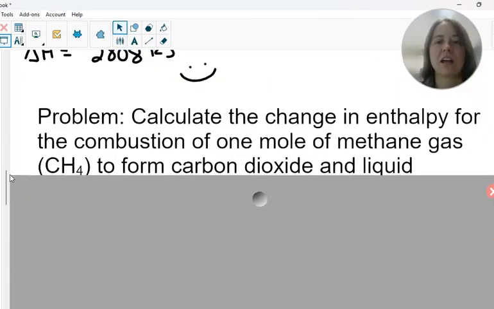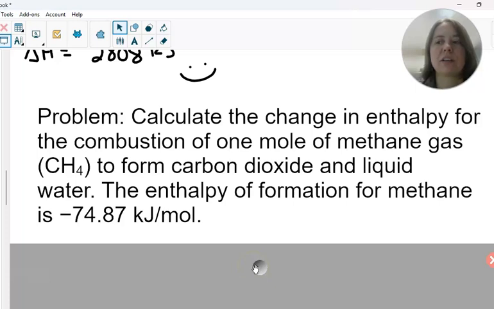All right, let's look at our next problem. Please write this down. Calculate the change in enthalpy for the combustion of 1 mole of methane gas to form carbon dioxide and liquid water. The enthalpy of formation for methane is negative 74.87 kilojoules per mole. I'm going to have you write this down and then go through the steps. The first step is to write a balanced chemical equation.